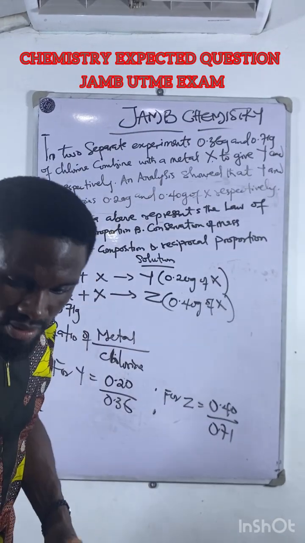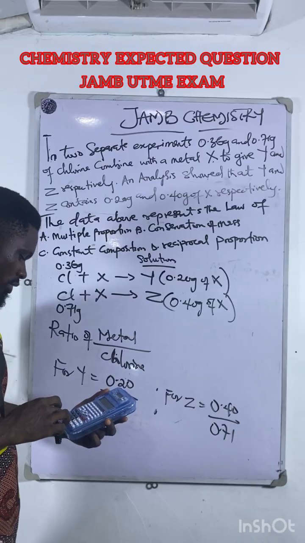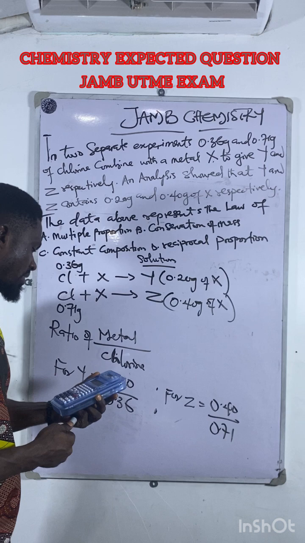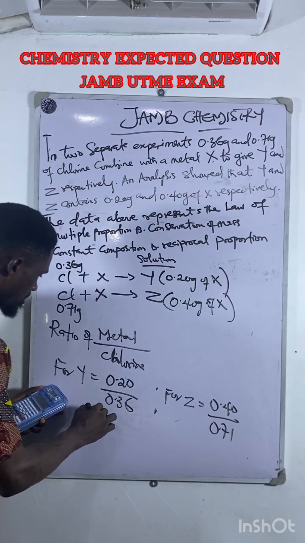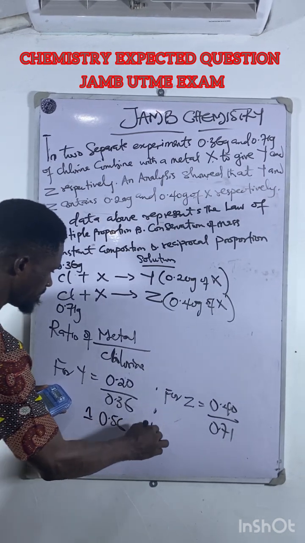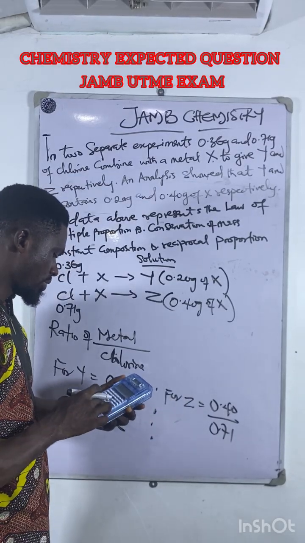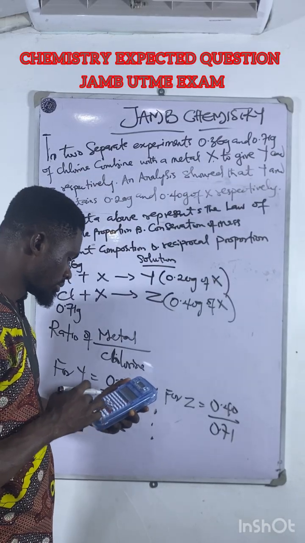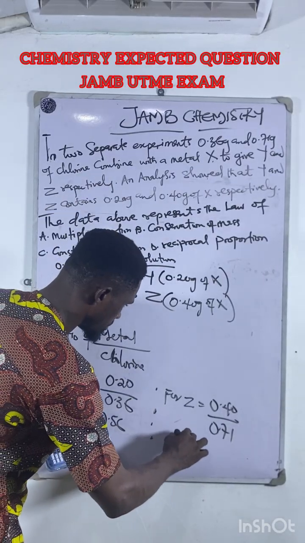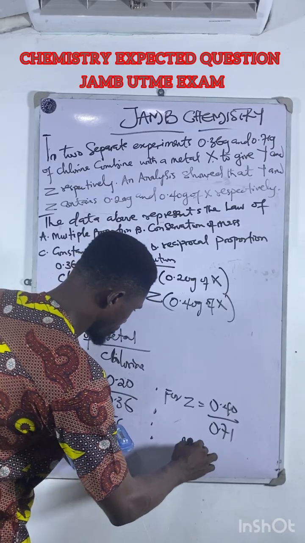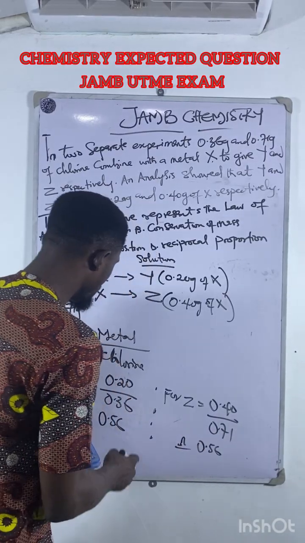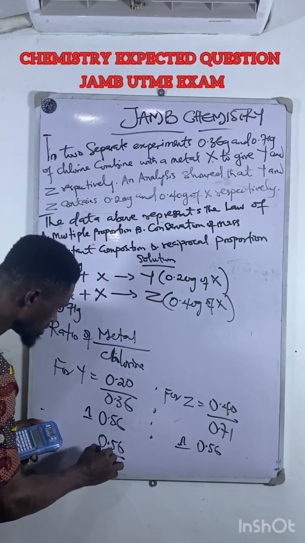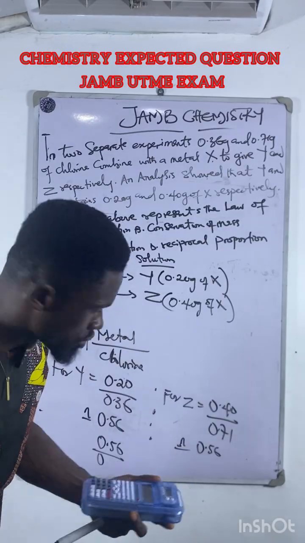So let's punch our calculator. We're going to have 0.20 divided by 0.36, which is 0.5555. So approximately I'm going to have 0.56. Then 0.40 divided by 0.71, and I have approximately 0.56 again. So the ratio of this to this is 0.56 to 0.56.